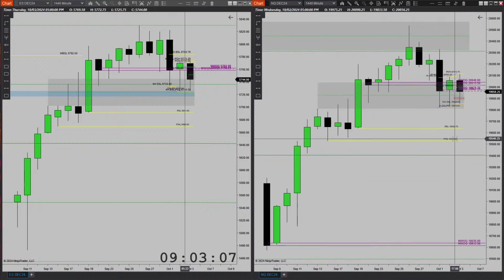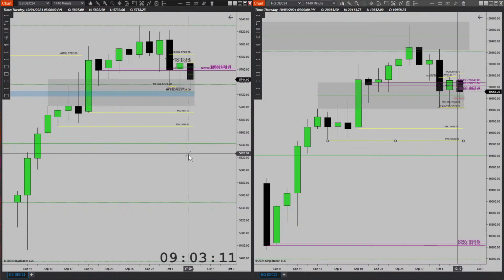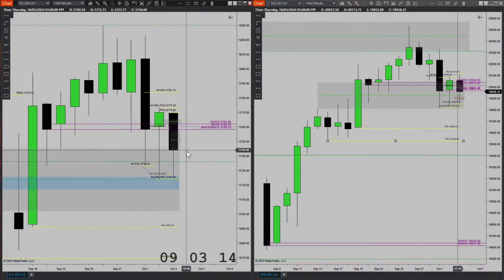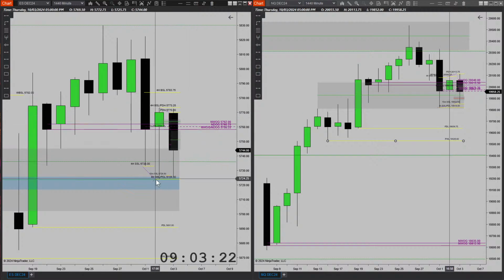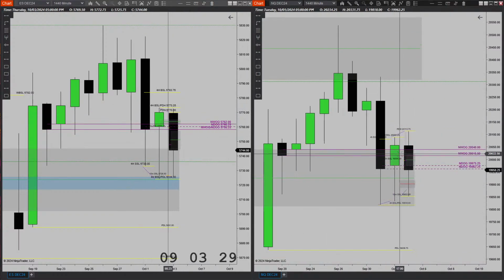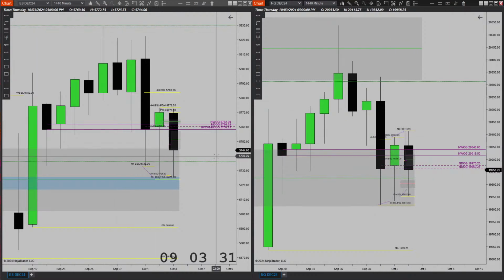Okay, so let's just go over yesterday's price action real quick. Yesterday, during the analysis, I wasn't necessarily bullish or bearish. What I wanted to see was a sweep of the lows and then price to draw higher, or a sweep of the highs and then for price to draw lower. Same thing on both ES and NQ.